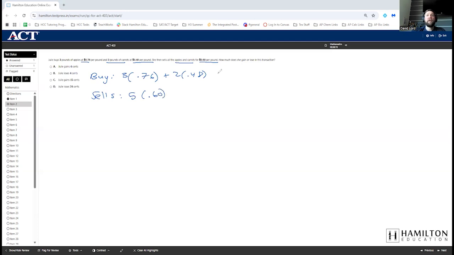All right. And how much does she gain or lose in this transaction? So taking your calculator out, multiply it out. You get 3.24. And then 6 times 5 is 30. So I know this is going to be $3. So normally you want to buy low and sell high, but in this case, she bought high and sold low. So in this case, she's going to be losing 24 cents on this transaction because she paid $3.24, but she sold it for $3. So the answer is D.